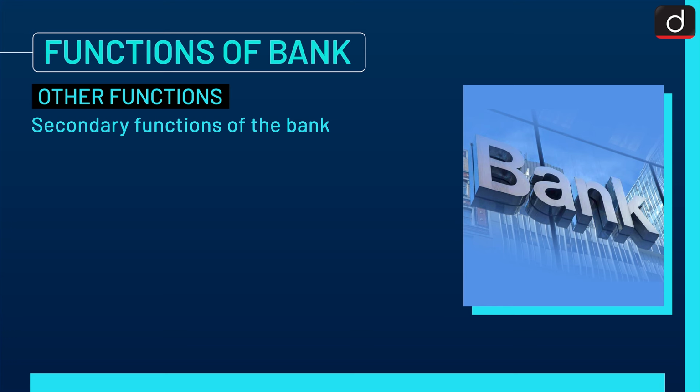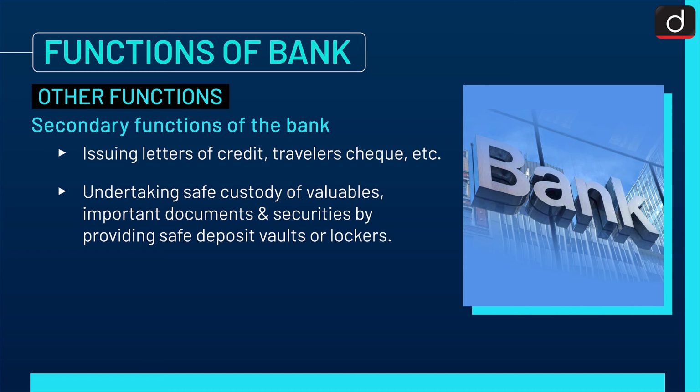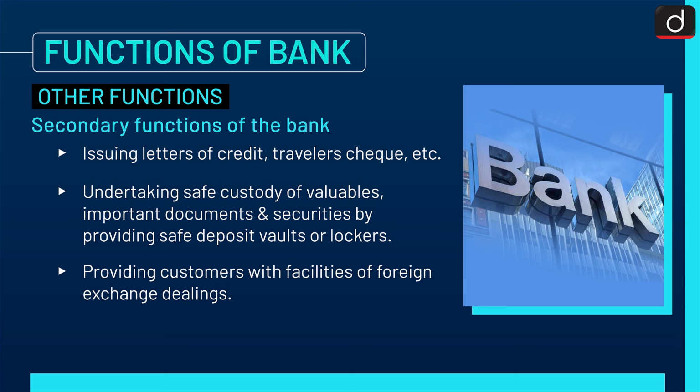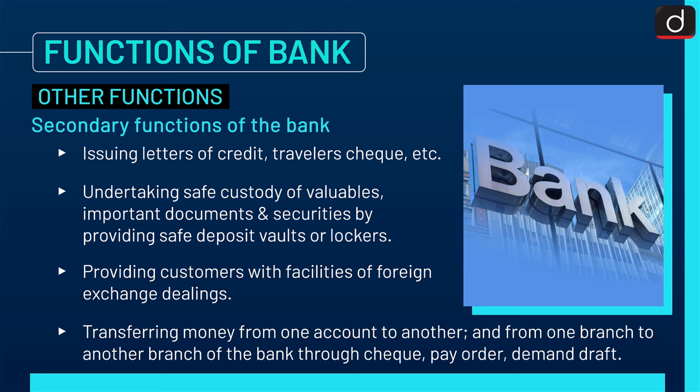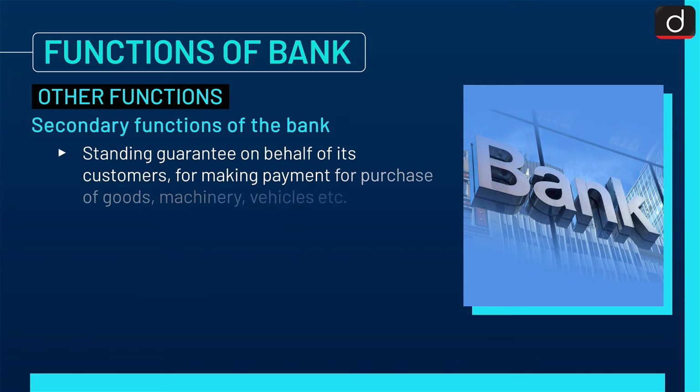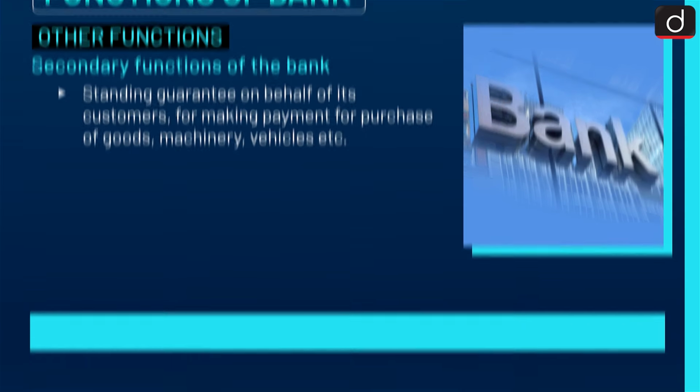Secondary functions of the bank are issuing letters of credit, traveler's checks, etc., undertaking safe custody of valuables, important documents and securities by providing safe deposit vaults or lockers, providing customers with facilities of foreign exchange dealings, transferring money from one account to another and from one branch to another branch of the bank through check, pay order, demand draft, and standing guarantee on behalf of its customers for making payment for purchase of goods, machinery, vehicles, etc.